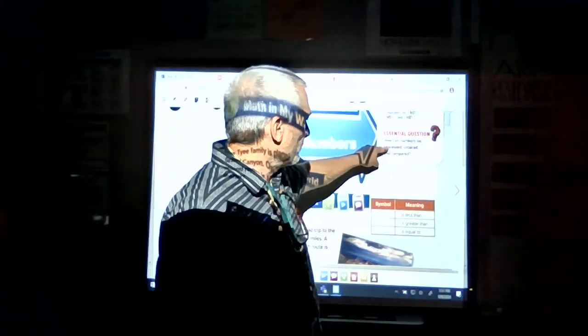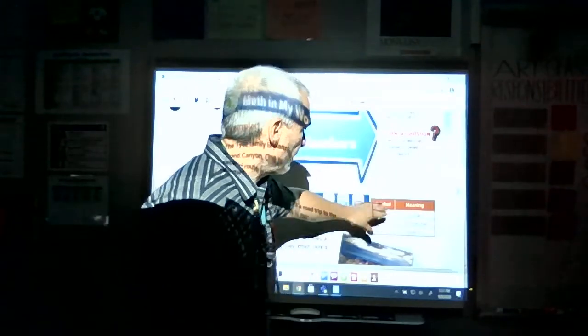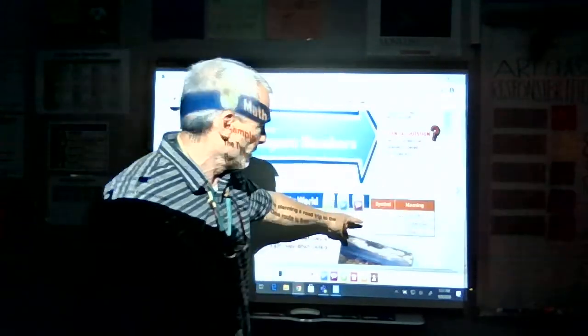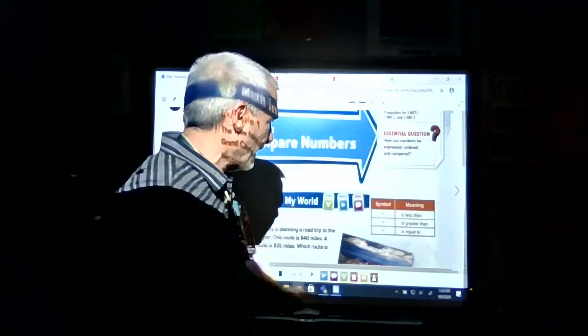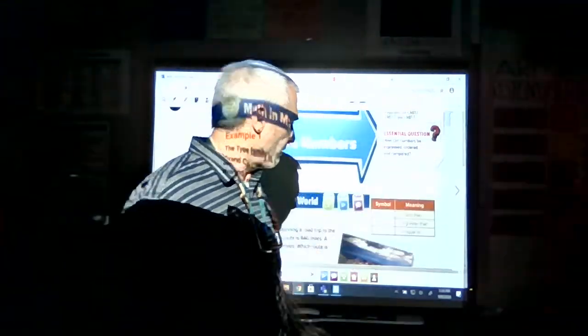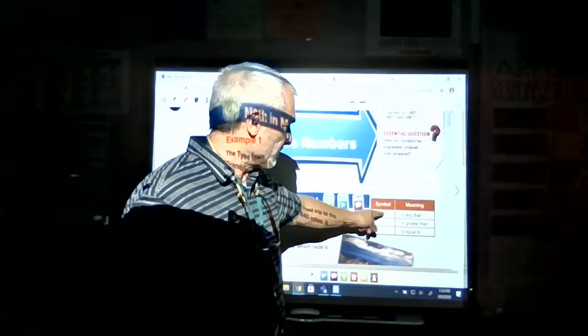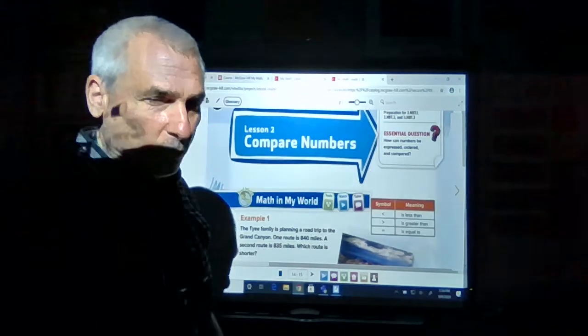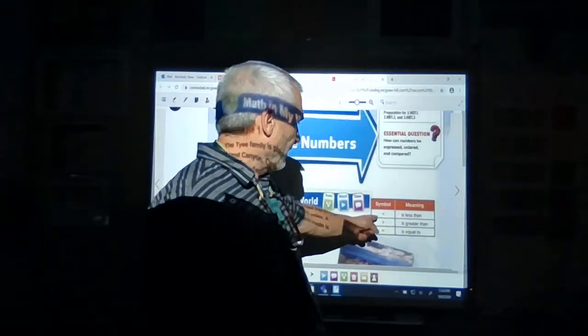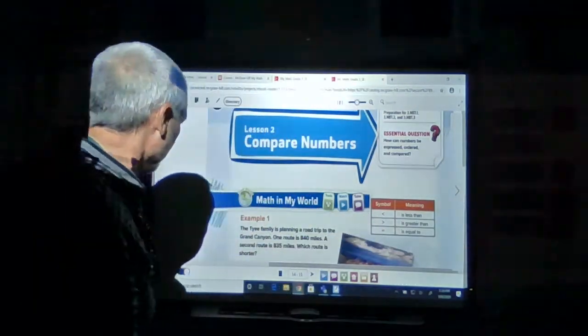How can numbers be expressed, ordered, and compared? And here are symbols, again pointing to the left, your left, less than, pointing to the right, greater than, and then equal. And sometimes teachers have the little teeth in there. It always has to eat the biggest number, but we say less than and greater than, and we'll practice that.